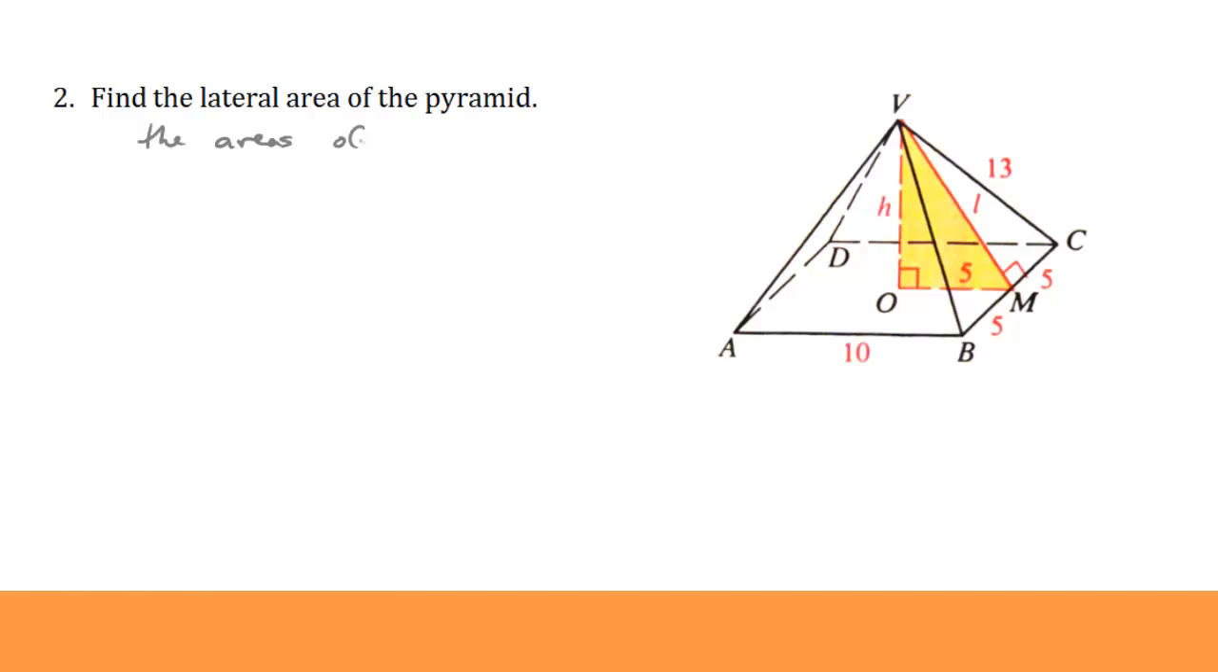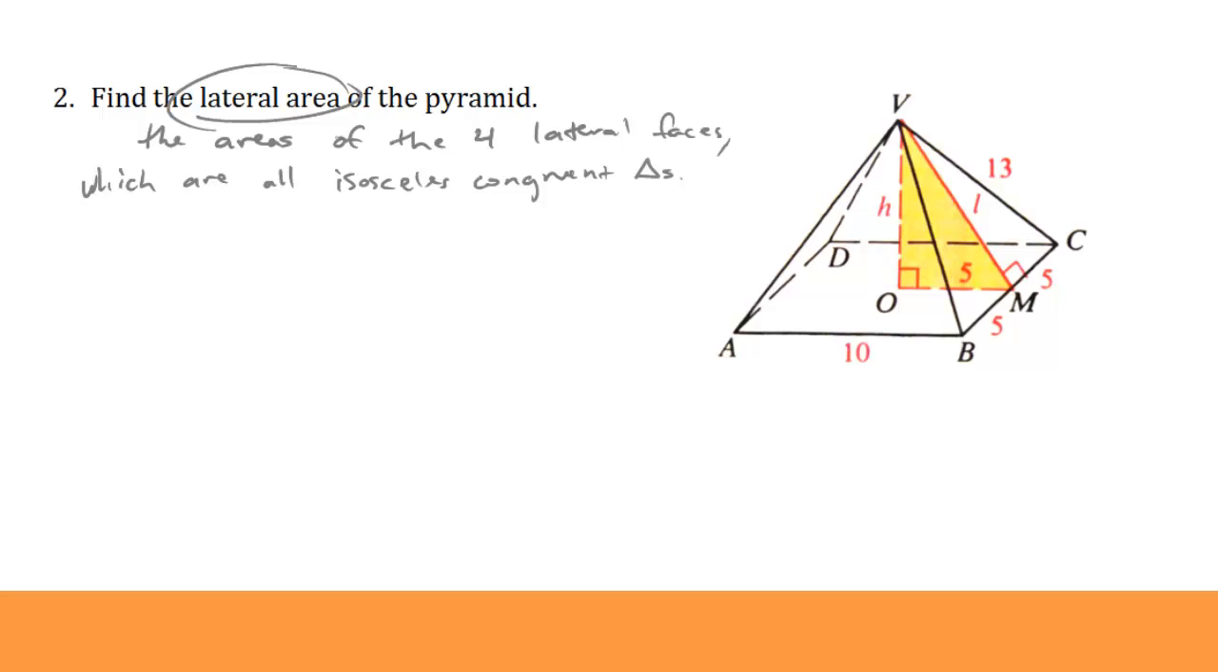So the lateral area is going to consist of the areas of the 4 lateral faces, which are all what kind of shapes? Isosceles congruent triangles. So if we find the area of one of them, all we have to do is multiply that by 4, and we'll have the area of all 4 lateral faces, which is exactly what the lateral area is. The area of all the lateral faces combined. So that does not include the area of the base. So let's find the area of one of those triangles.